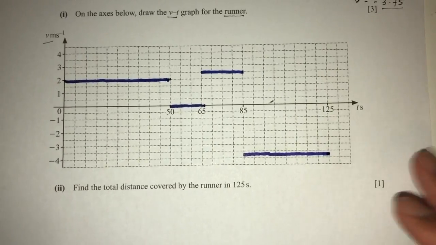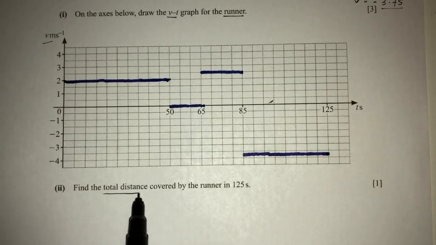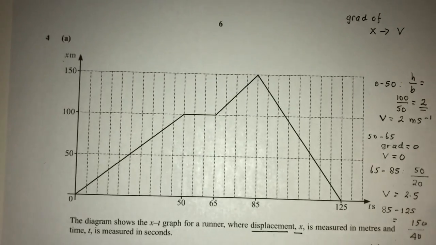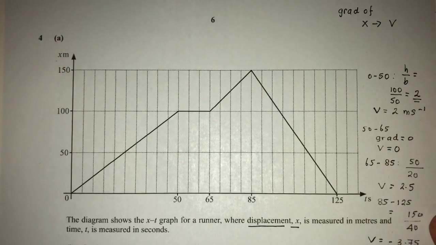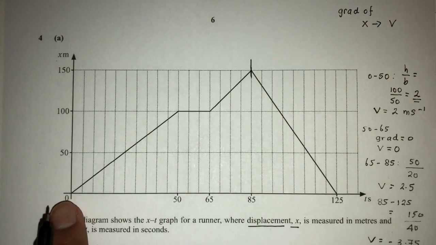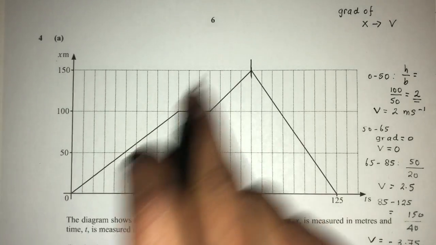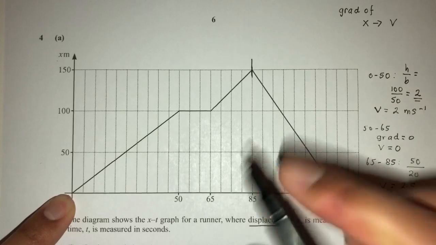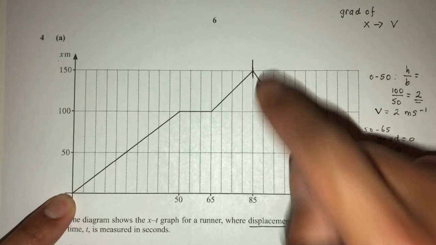Now for part 2, we have to find the total distance traveled by the runner in the 125 seconds. Pretty easy. Since this is a displacement time graph, we have to look at it piece by piece. When he is going in one direction, it will be displacement. From 0 to 85, he ran from this to this point, which is 150.